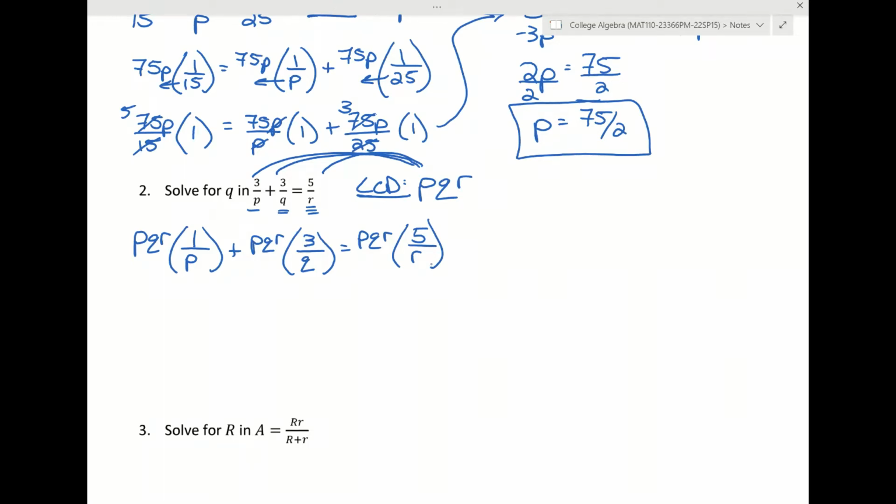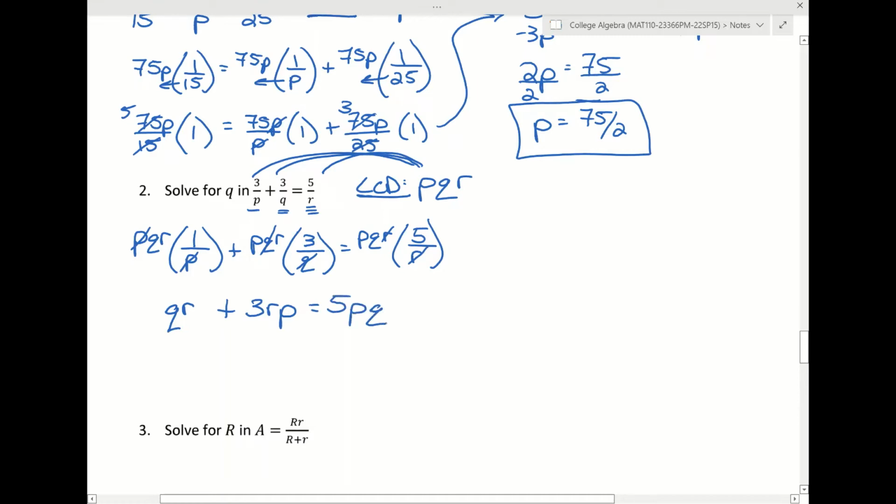Similarly to what we did before, at this stage, we just cancel out factors if you're dividing and multiplying by the same thing. We wind up with just q times r times 1 plus 3 times r times p is equal to 5 times p times q. Remember, we're looking to solve for q, which means get q by itself.